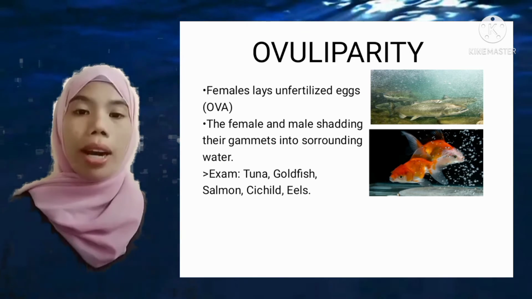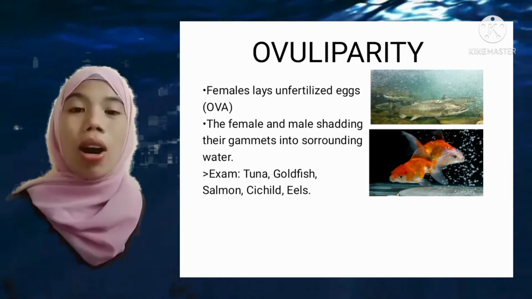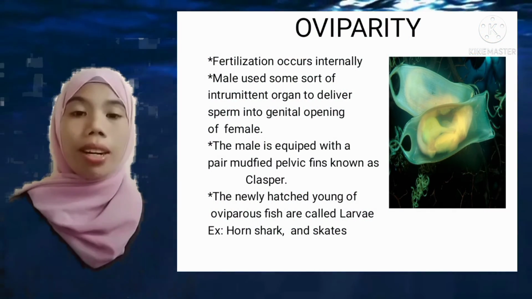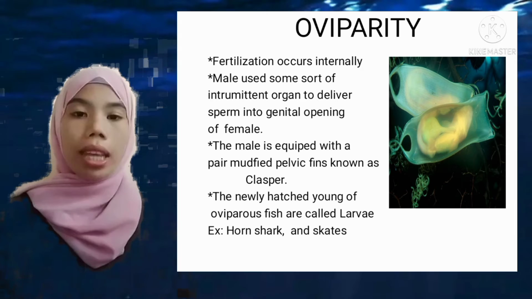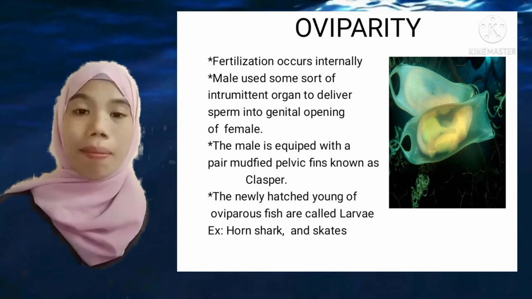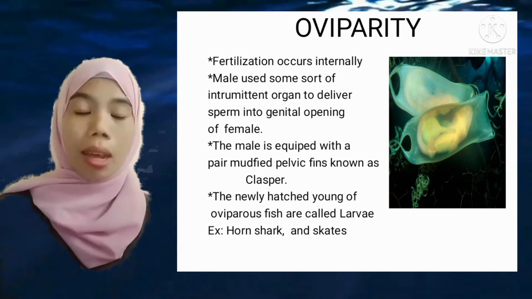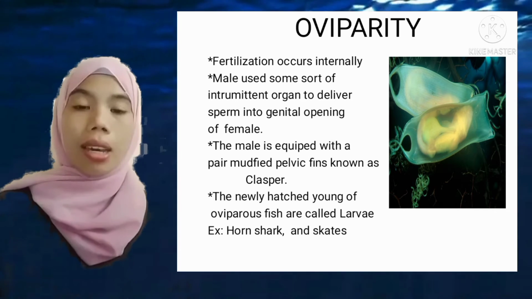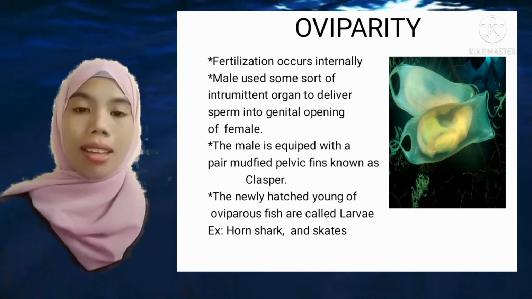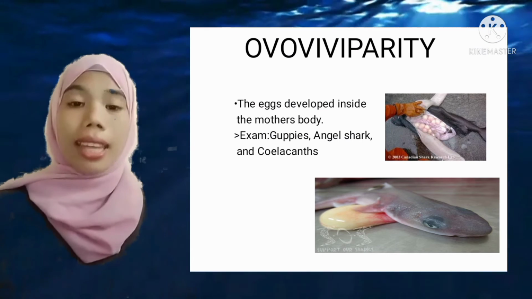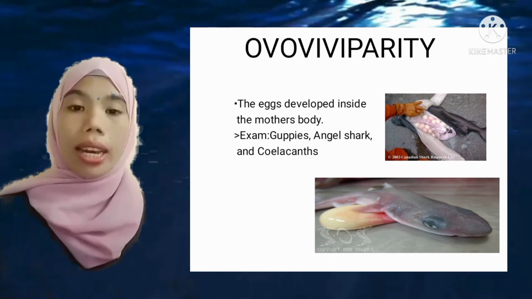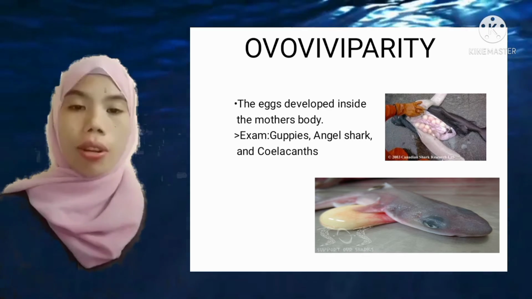The second is oviparity. Oviparity means egg bearers. This is the opposite of ovuliparity. Oviparity means the fish lay eggs that are fertilized eggs. Examples of this are horned shark and skates. Then the next is ovoviviparity, which means the eggs develop inside the mother's body. Examples of this are coelacanth, guppies, and so on.